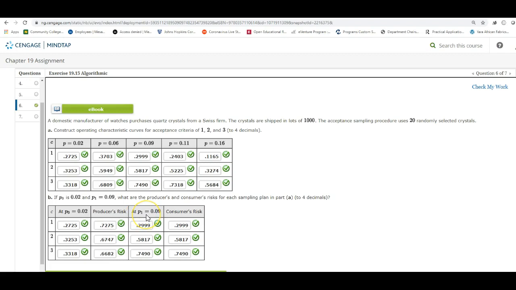The P1 is the probability of accepting a lot that actually has this higher number of defects. So you use these acceptance numbers from part A, the probability of accepting that higher lot. The probability of accepting that lot that has a higher level of defects than what you'd like to accept is the consumer's risk. This is the probability of making a type 2 error.